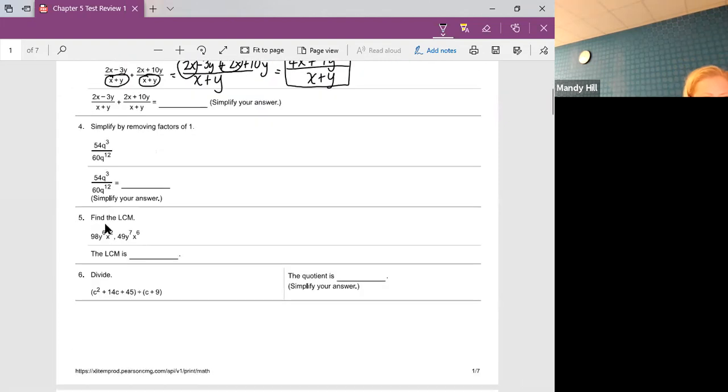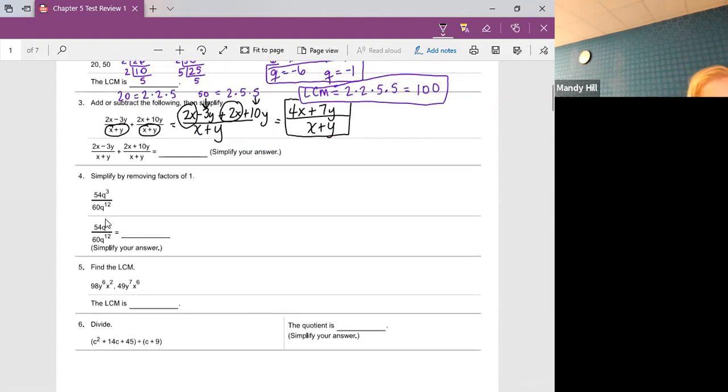Okay, number 4. We want to simplify by removing factors of 1. So this is a fancy way for saying to simplify this, okay? So I would encourage you to use your calculator as much as possible. So right now I'm going to focus on just simplifying this 54 over 60. I'm going to not worry about the q's right now, but I'm going to focus on the 54 over 60.